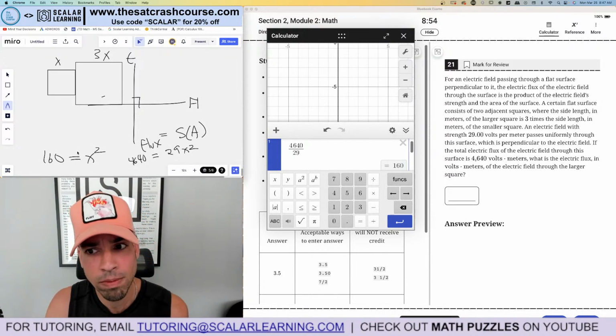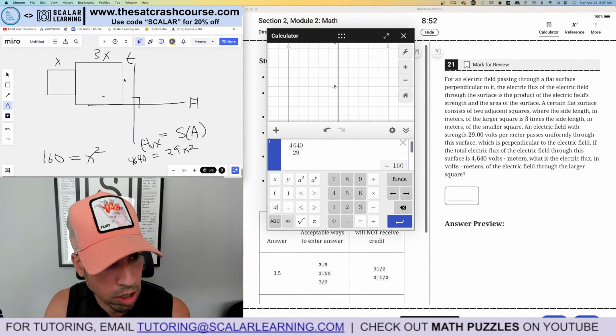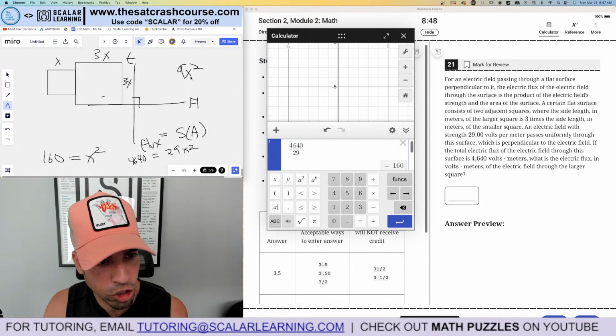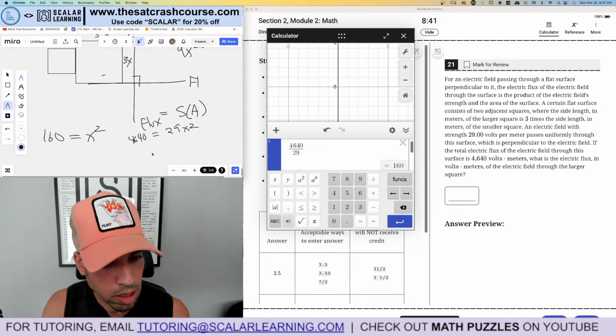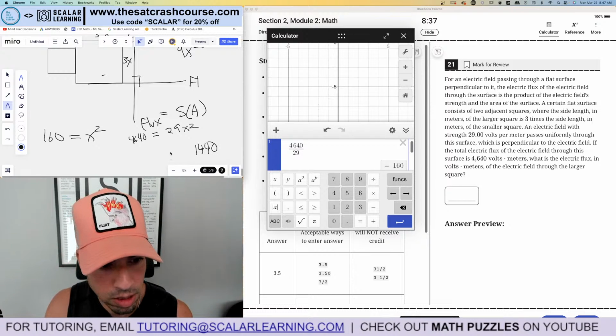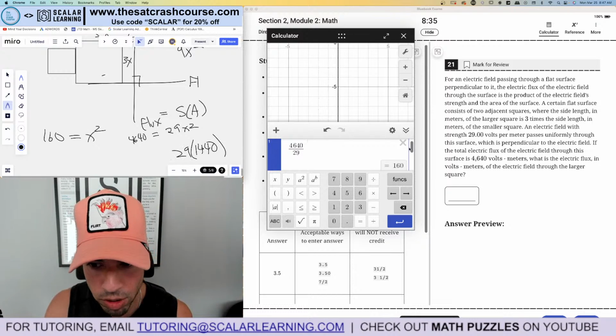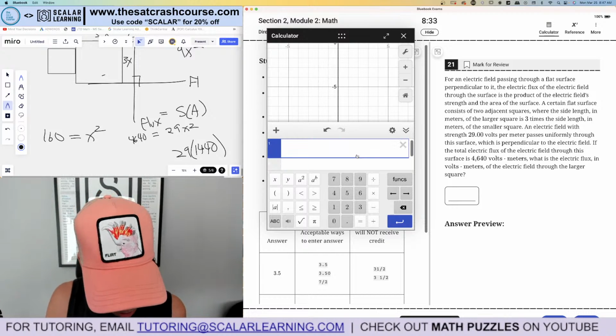Now, I'm not going to figure out x because the larger square has an area, since it's 3x by 3x, of 9x squared. So I know the area is just 9 times 160, which is, I think, 1440. So then we've got the area is 1440, and we got the same strength. So 29 times 1440 will be the answer.